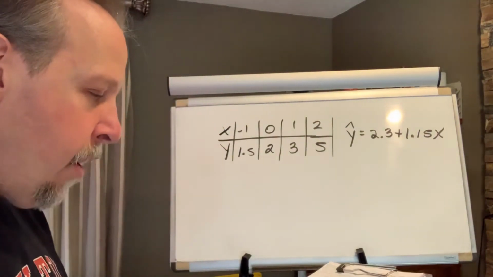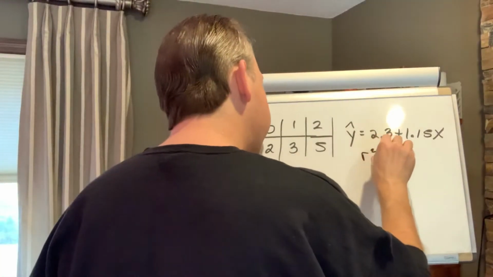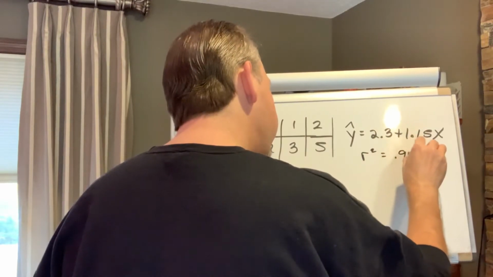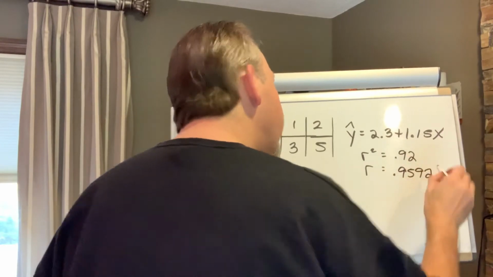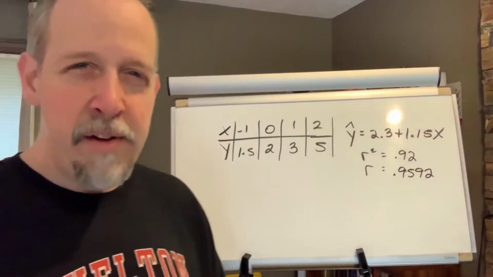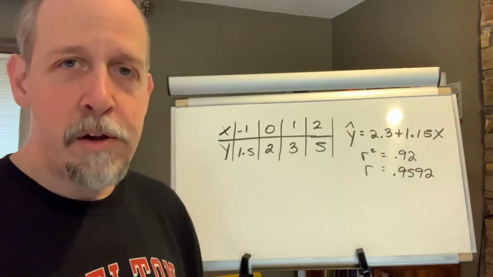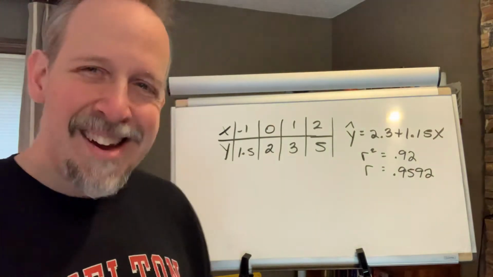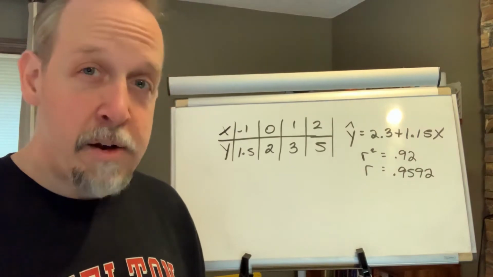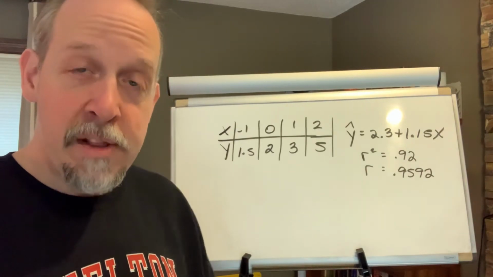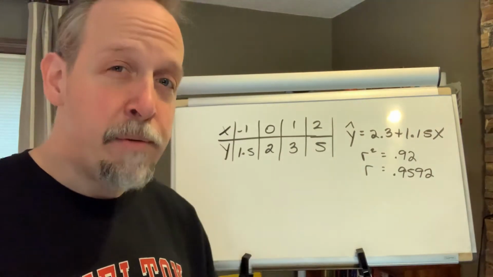Okay. So here's my question. How good is it? Well, let's see. We had an R square, because it's listed first for some reason, of 0.92. And the R value is 0.9592. What's that mean? Well, 0.9592 for R means it is a very strong positive linear correlation. The R squared tells you that 92% of the variability in our data is well explained by the linear relationship of x on y.